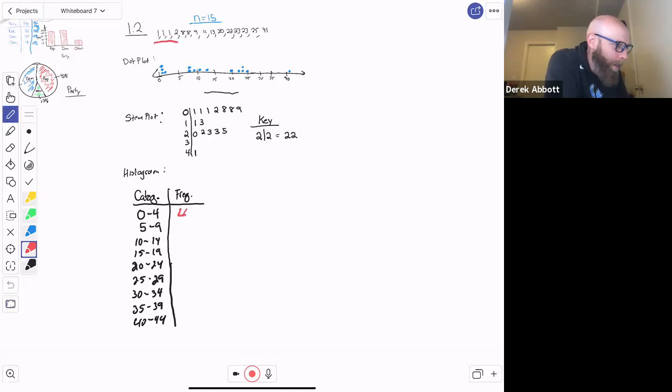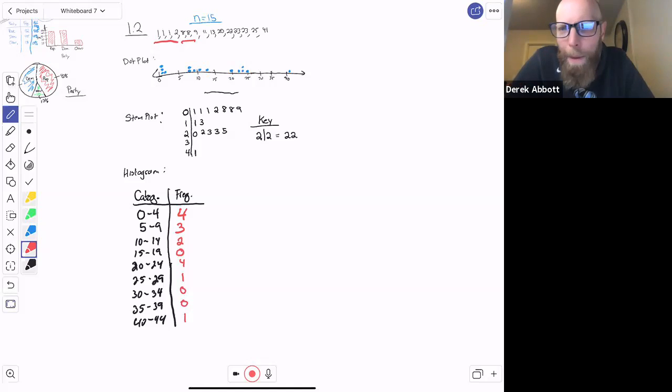So the frequency is 4. 5 to 9, there are 3 values, right? Those are gonna be the next 3. Now the 10 to 14, it looks like we got 2 values. 15 to 19, no values. 20 to 24, we got 1, 2, 3, 4. 4 values. Then there's 1, 25, and then 25 to 29. And then there's 0, 0, 1. Okay, so that's building my frequency table for quantitative data.